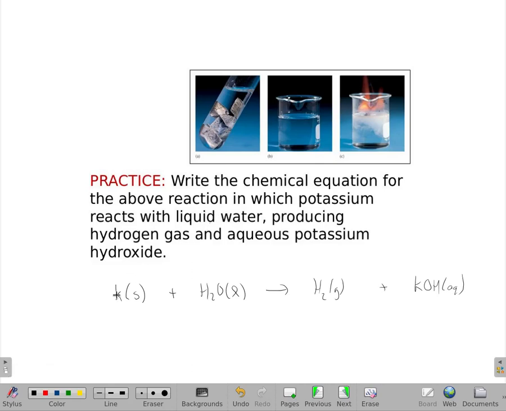So I have one potassium, two hydrogens, three hydrogens. Even number of hydrogens over here, so I'm going to start by doubling that, which would mean I need to go back here and double this. All right, now I have two hydrogens, but over here I have four. So I'm going to put a 2 there. That gives me two oxygens and two oxygens. So we are balanced.